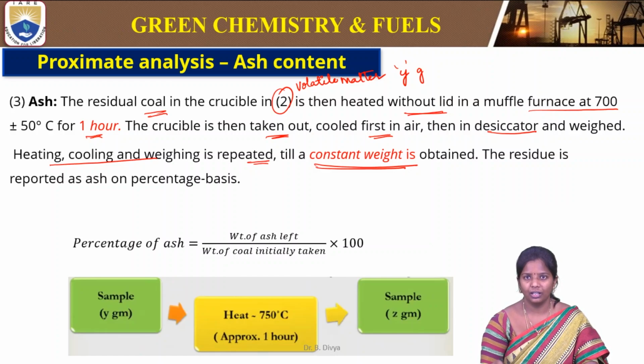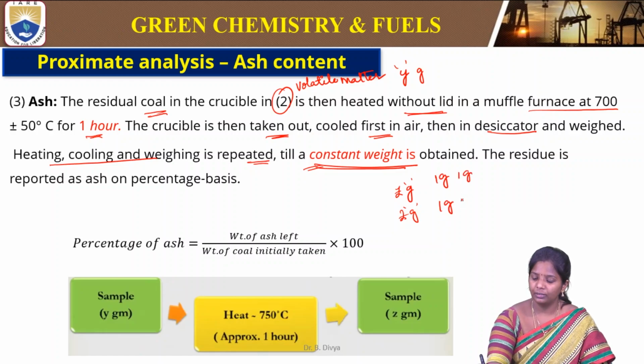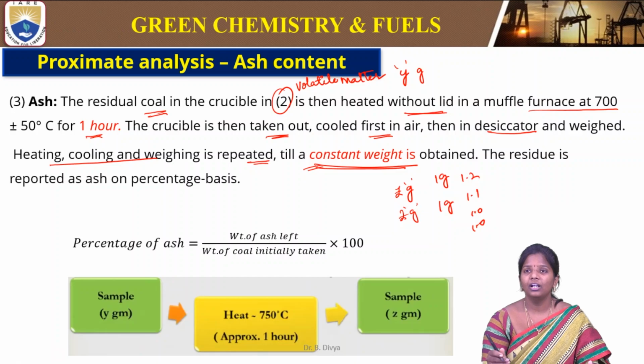The constant weight has to be reached so that it has no contents other than the ash. That is why we take weights until we get a constant weight. For example, if we got Z grams, it should be Z grams again the next time, or if it is 1 gram, it should be again 1 gram. If it is 1.2 and then 1.1, we have to take the weight again; when it is 1.1 again, then we can stop. Otherwise, we have to repeat it until we get a constant value. That is how we take weights until we get constant weight.